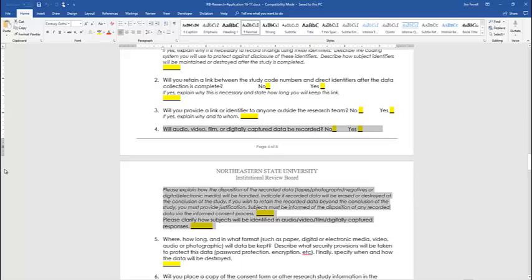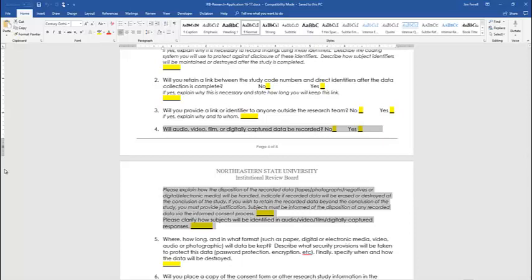Indicate if it will be erased or destroyed at the conclusion of the study. If you wish to retain the recorded data beyond the conclusion of the study, you must provide justification. Subjects must be informed of the disposition of any recorded data via the informed consent process. And then please clarify how subjects will be identified in these responses.